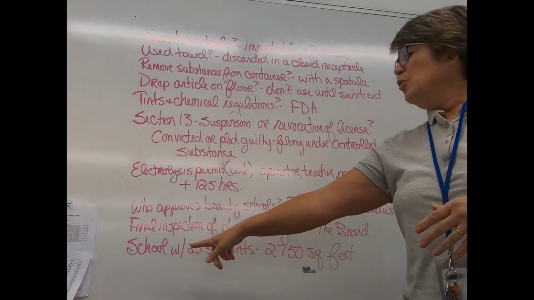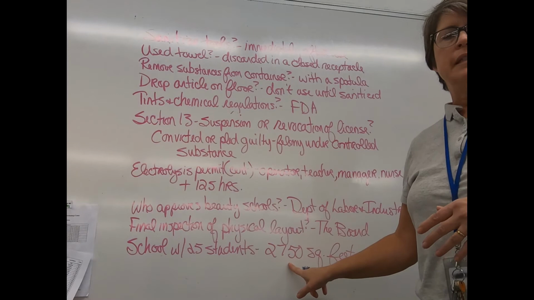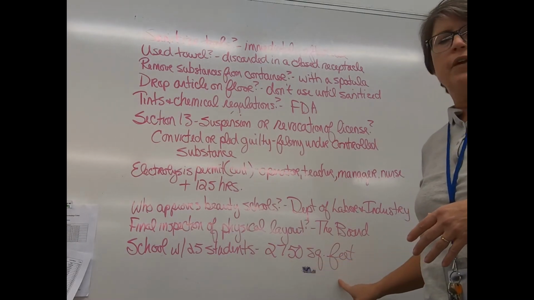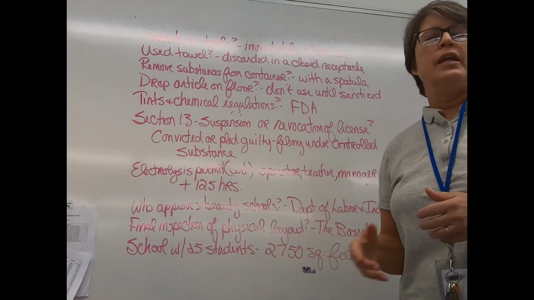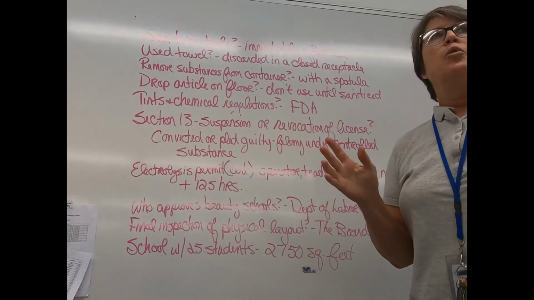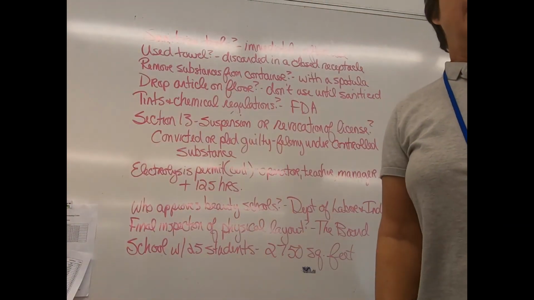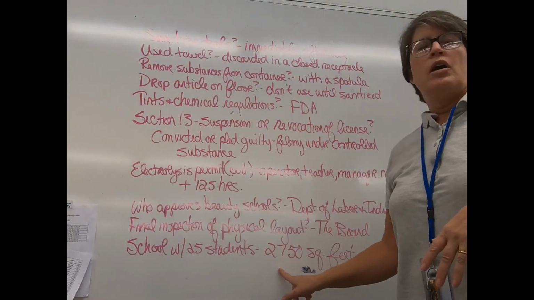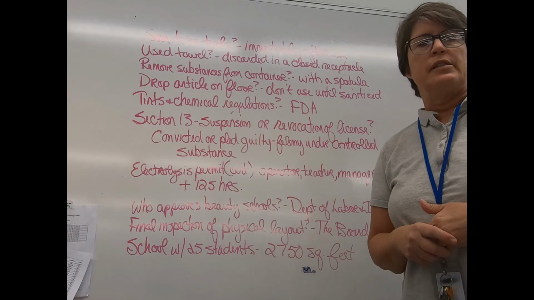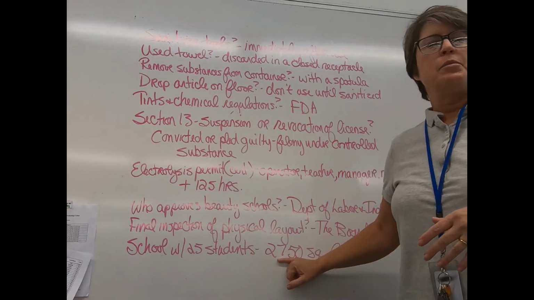If you have a school with 25 students, you must have 2,750 square feet in your school. For each additional student, you need 9 additional square feet. We are licensed for 37 up here, so that would be 9 times 12. We would have that additional, which is what, 84 additional square feet we would need on top of this to be licensed for 37. 750 of it has to be in the theory room.